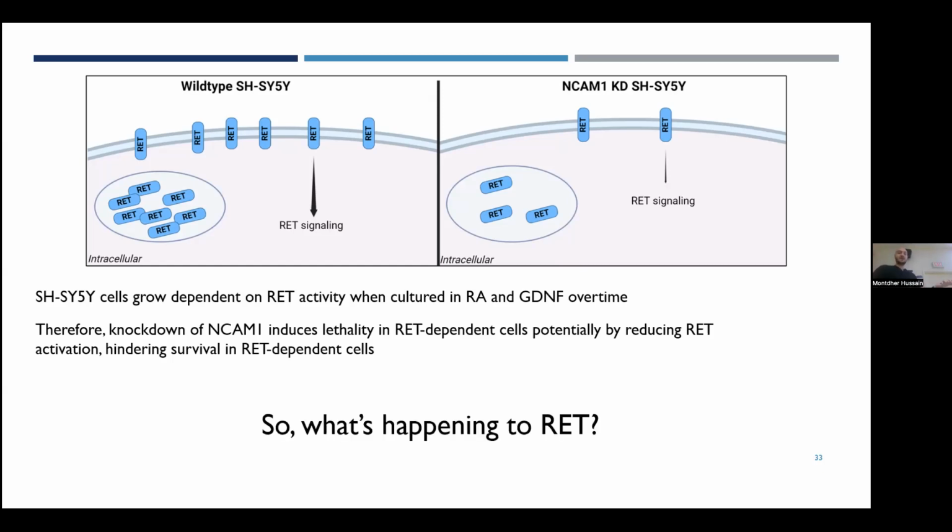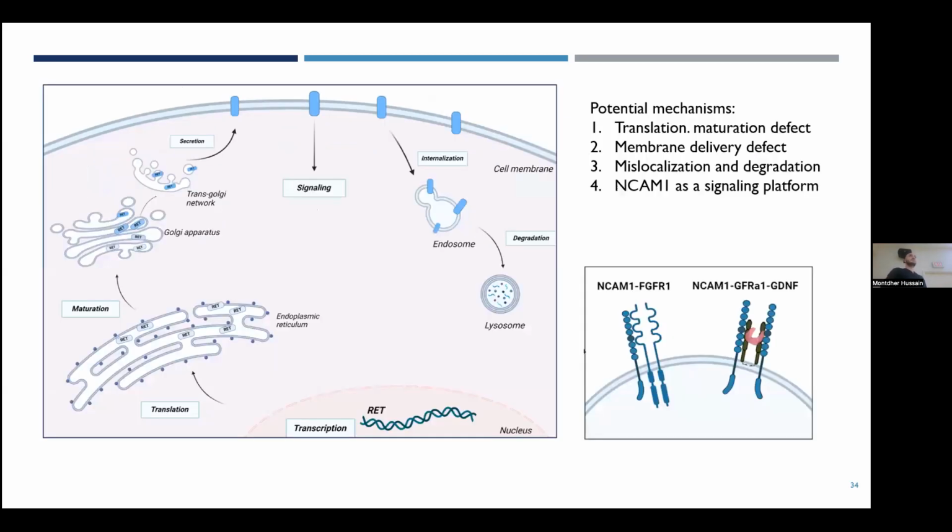So what's happening to RET? Where is RET going following NCAM1 knockdown? How is NCAM1 knockdown affecting RET activity or RET protein levels? And so this is some ongoing work that I'm working on. But there are some potential mechanisms that we can investigate. Some of these could be that NCAM1 is affecting the translation as well as maturation of RET before it's delivered to the membrane, which could lead to reduced total protein levels of RET. It could also be a membrane delivery defect. So between maturation and delivery up to the surface, there could be a defect in actually getting RET up to the surface.